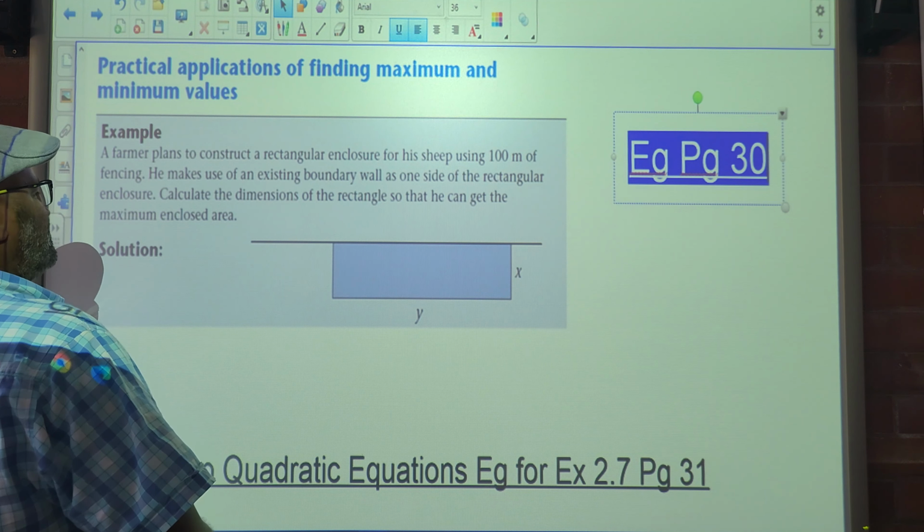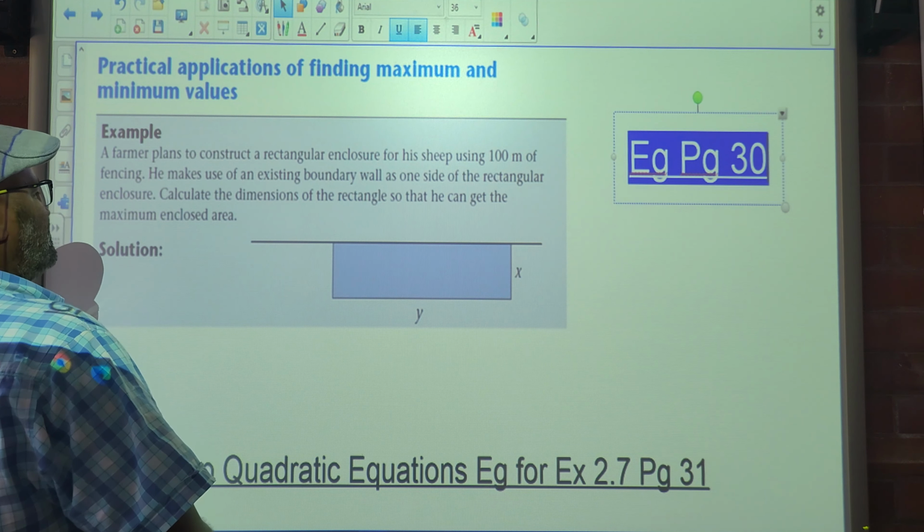So, with him needing 100 meters of fence, what does that mean? That means to say that this length plus this length must add up to 100. So we know that the perimeter needed, or the length of the fence, which is 100, is going to be made up of x plus y plus x, which is 2x plus y, which is equal to the perimeter, which is 100. So what do you notice now? Two unknowns, so simultaneous equations.